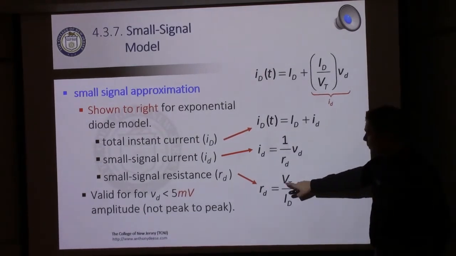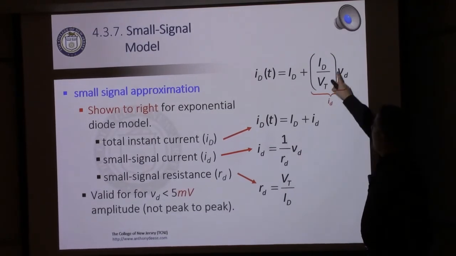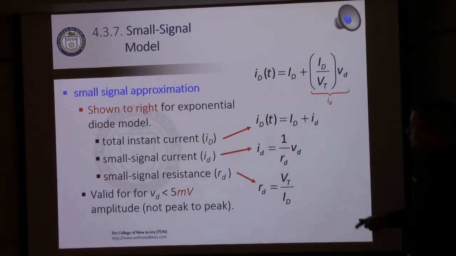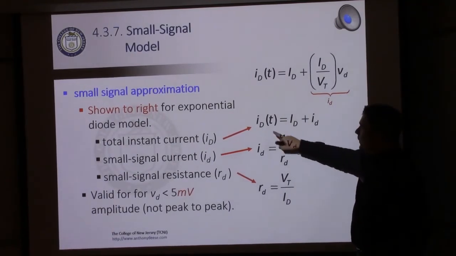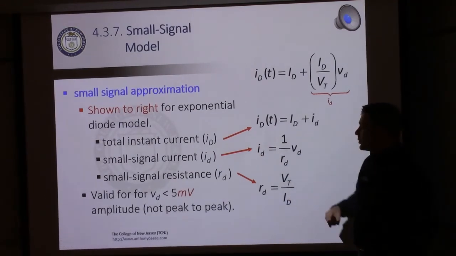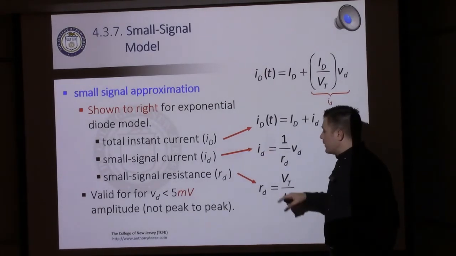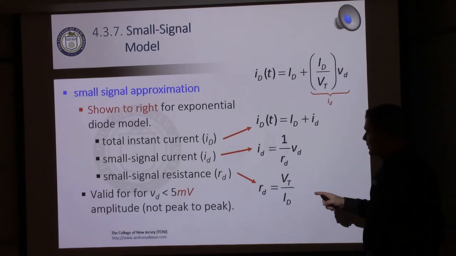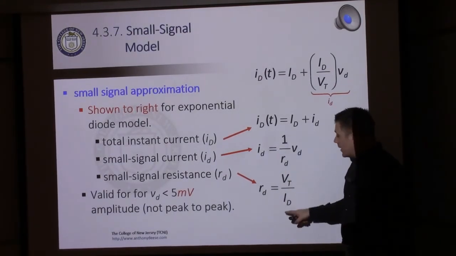So this value comes from a comparison of this form that we want and this form that we got from the previous slide. So again, we have our static current, we have our total instantaneous current, and then we have our time varying or our small signal current. The small signal current, now we figured out a way to represent that in terms of a small signal resistance, which is defined by VT, this is a constant, and ID.